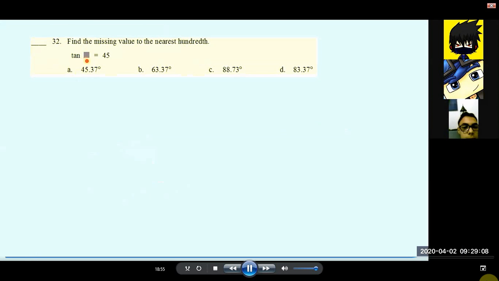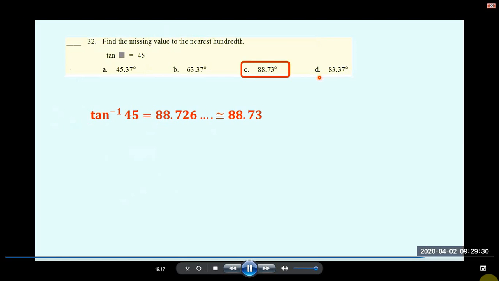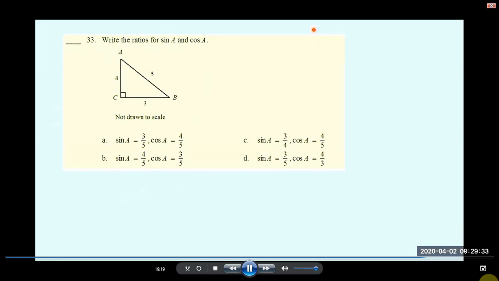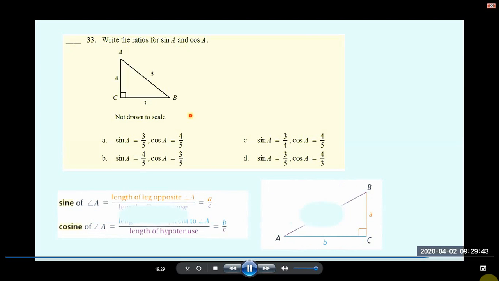Which angle is tan 45? Just shift tan, 45. Shift tan, it will be tan to the power of -1. 88.7 something. 88.73. Yes. Sine, cosine, and tan. Now, sine and cosine of A. Sine is opposite over hypotenuse, cosine is adjacent over hypotenuse. Okay?